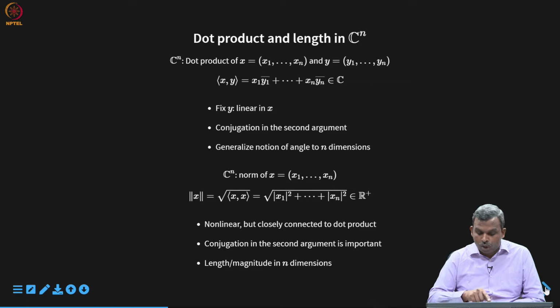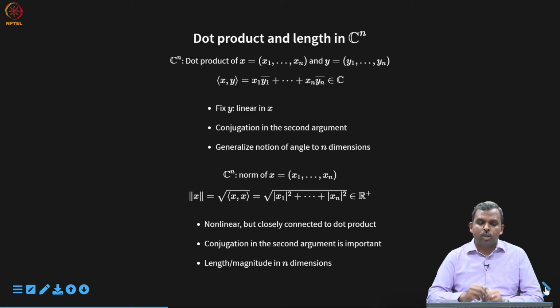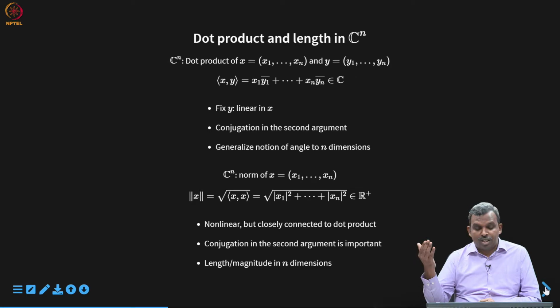Once again, I want to point out that the conjugation in the second argument is crucial. If you did not do that, you will not have a norm. This is a similar extension of length and magnitude to n dimensions. I think this is familiar to most people here. You would have seen it in some course or other, and this is the dot product and length in Cn. The same thing you can do in Rn also. Rn is of course contained in Cn in some sense, so the conjugation will have no effect, and it will be a direct dot product extension.